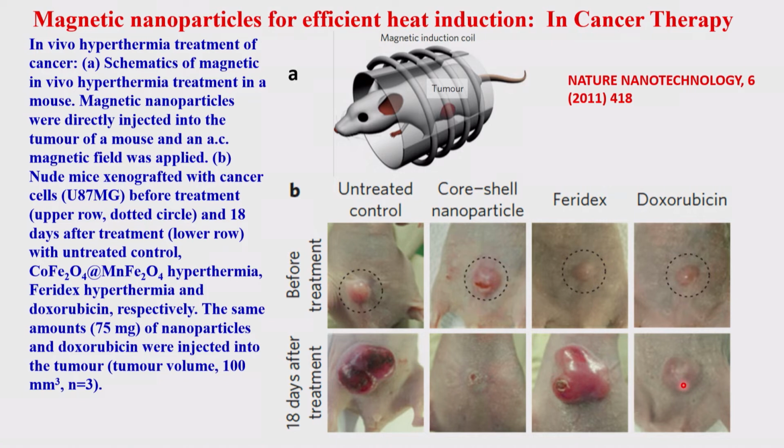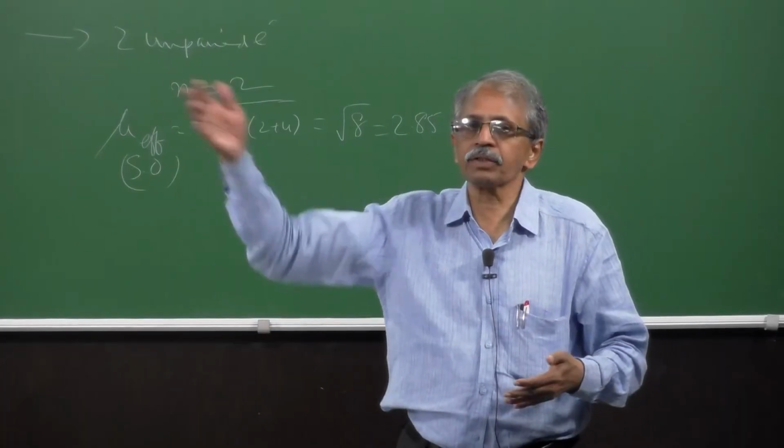So that means this kind of magnetization, magnetic nanoparticles can be utilized to suppress these tumors, as demonstrated in this particular mice example. I hope now you understand how magnetism, or magnetic material, is helping in terms of cancer therapy.